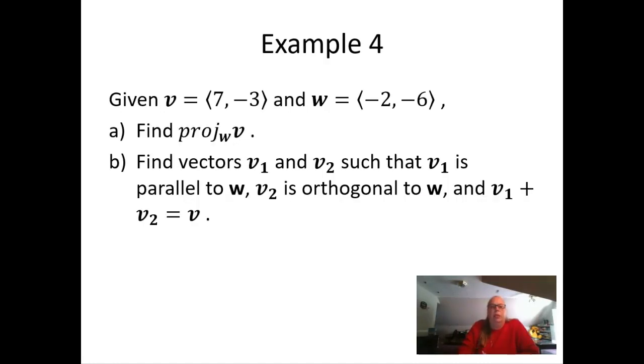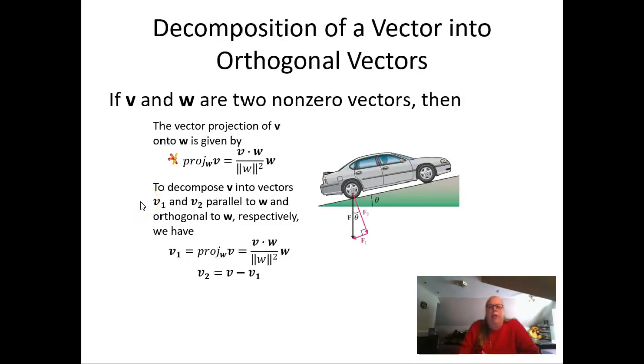So let's start off with the dot product of v times w. This is going to be 7 times negative 2 plus negative 3 times negative 6. I get negative 14 plus 18. This is going to give me 4. All right, so now I've found my dot product. Now I want to find the magnitude of w, and whatever I get, I want to square it.